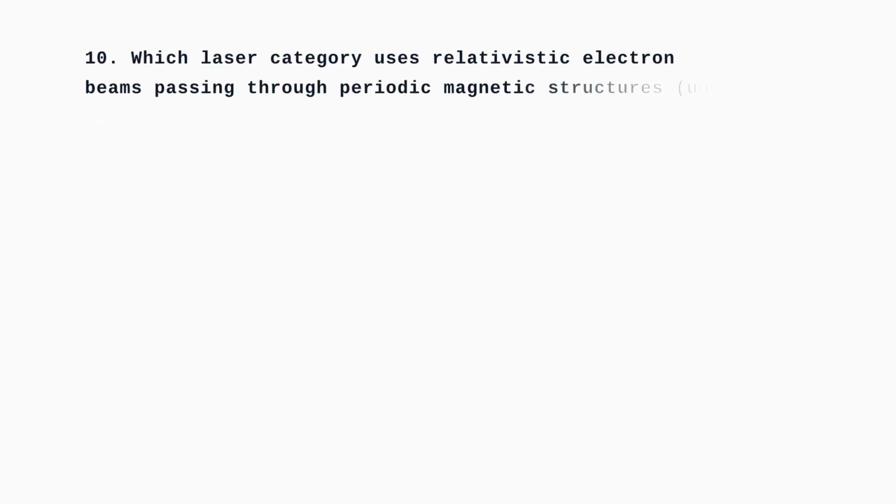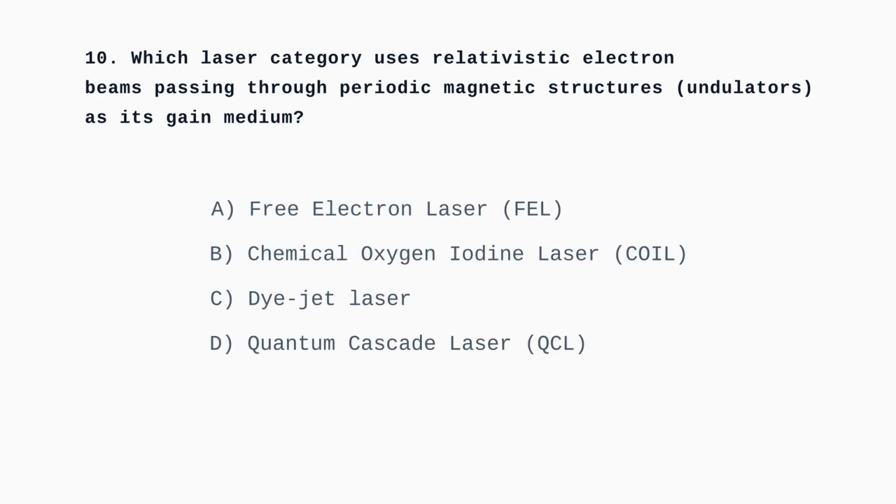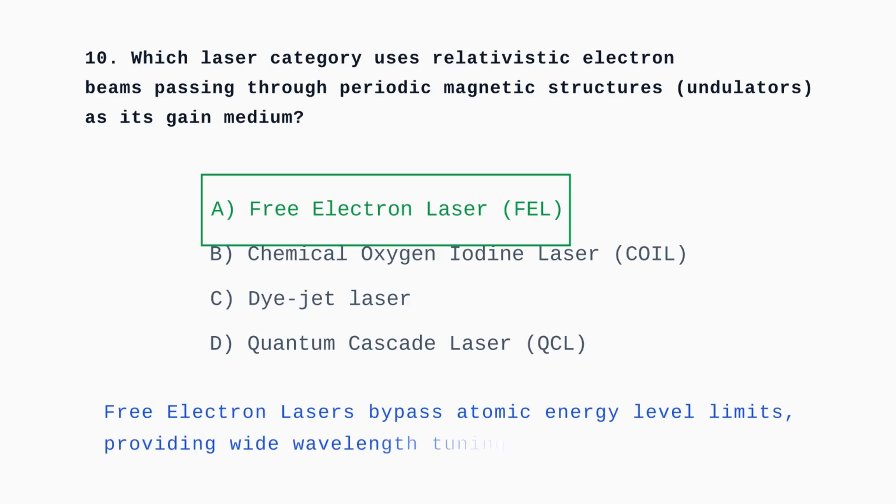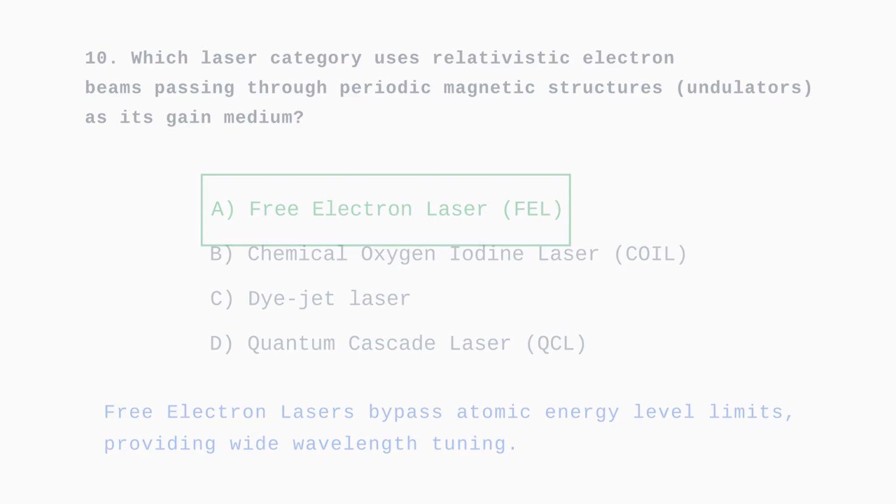Question 10. Which laser category uses relativistic electron beams passing through periodic magnetic structures as its gain medium? Free electron lasers accelerate a beam of relativistic electrons through a magnetic undulator. This forces them to wiggle and radiate coherent light, offering unparalleled wavelength tuning.